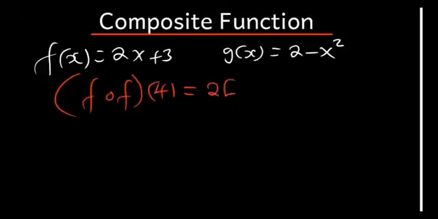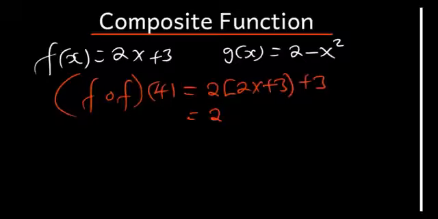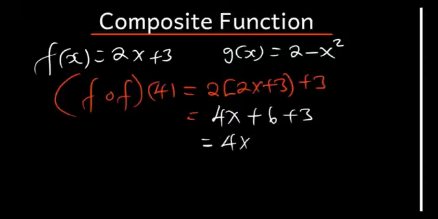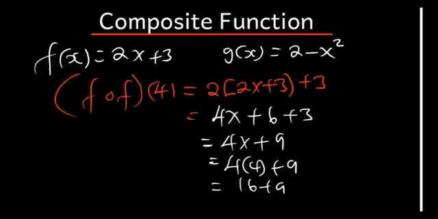So it's going to be 2 open brackets, then 2x plus 3, then again plus 3. Okay, so 2 times 2x is going to give us 4x, then 2 times 3 is 6, then plus 3. So now we can see that it's going to be 4x plus 9. Where there is x, we put 4, so it's going to be 4 times 4 plus 9. 4 times 4 is 16. Then 16 plus 9 is going to give us 25. So 25 is the answer in this case.